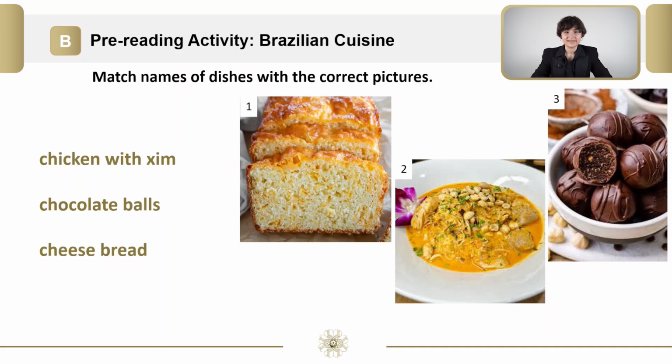Welcome back. It is time to check your answers. Chicken with ham. It is on the picture 2. Chocolate balls. You can see it on the picture 3. Cheese bread. It is on the picture 1. Well done.